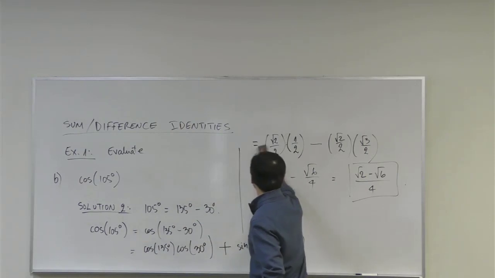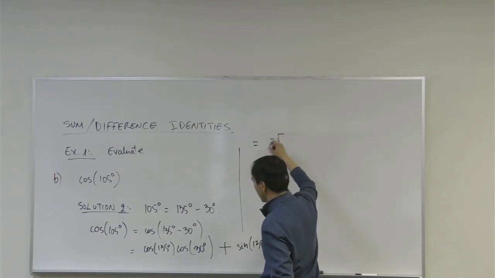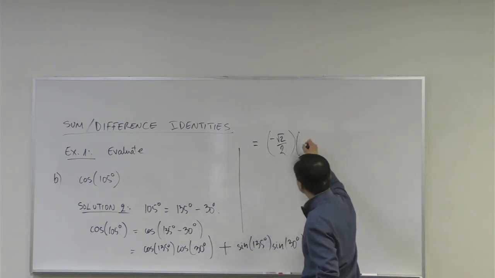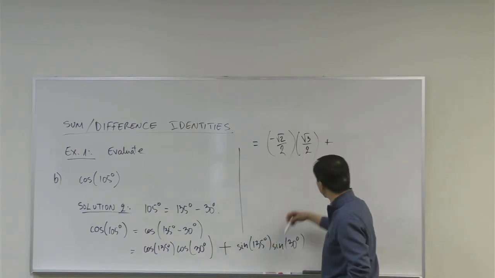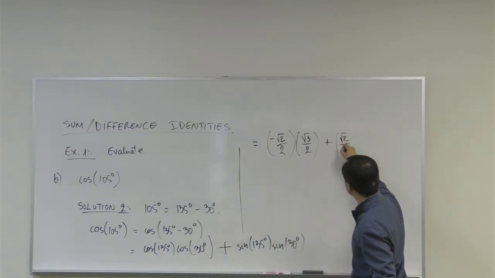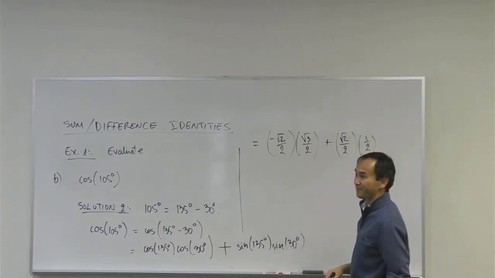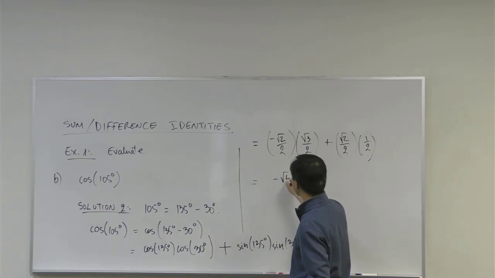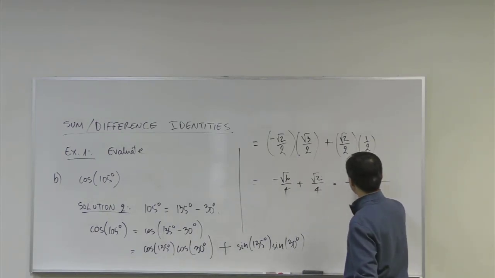And you guys can do the calculation. Cosine of 135 is a negative square root of 2 over 2. Cosine of 30 is the square root of 3 over 2. Now we're adding, right? Sine of 135 is a positive square root of 2 over 2, and sine of a 30 degree angle is 1/2. And so putting it all together, we look at minus square root of 6 over 4 plus square root of 2 over 4, and then together, one fraction all over 4: minus square root of 6 plus square root of 2.